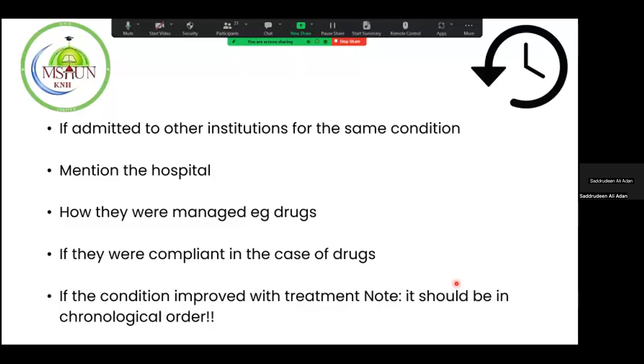So if the patient was admitted, ask if the patient was admitted to other institutions for the same condition. You mention the hospital. How were they managed? For example, mentioning the drugs. If they were compliant in case of using drugs, and if the condition has improved with treatment, and it should be in chronological order. So I can say, for example, the patient is a known diabetic who was admitted previously in Mama Lucy Hospital, who is being managed on insulin and is compliant to insulin, and his condition is deteriorating. Something of the sort.